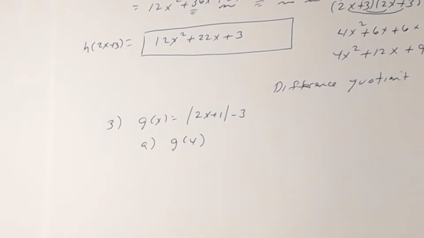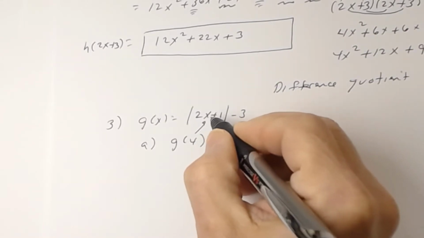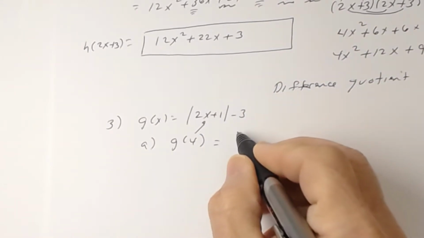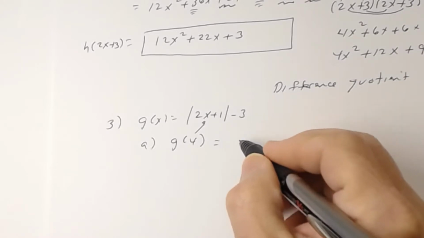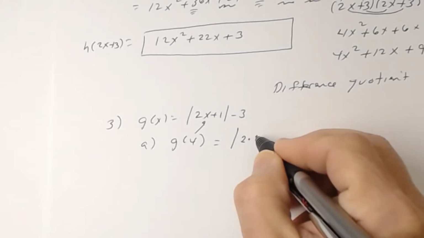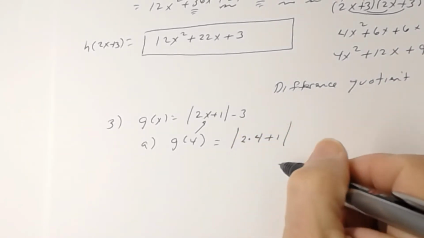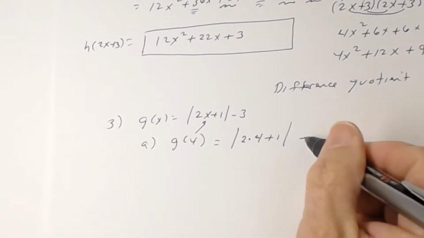So wherever we see the variable x, what do you substitute? 4. So, we only see the variable x once here. So that becomes, now you still have to put the absolute value bars right now. That's the absolute value of 2 times x. What's x? 4 plus 1. And whatever that absolute value is, I've got to subtract what? 3.